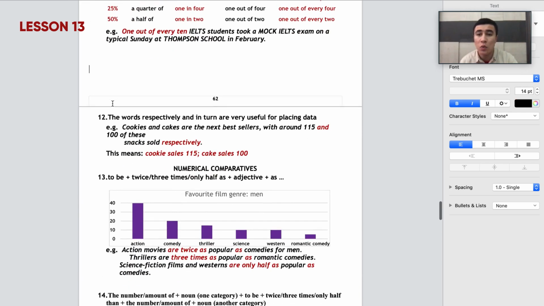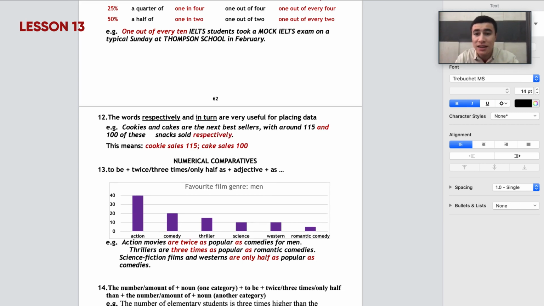Now, let's talk about the words respectively, okay, and in turn. Okay, so these words are very, let's say, useful for placing data. So let's consider this example. Okay, cookies and cakes are the next best sellers, with around 115 and 100 of these snacks sold respectively.